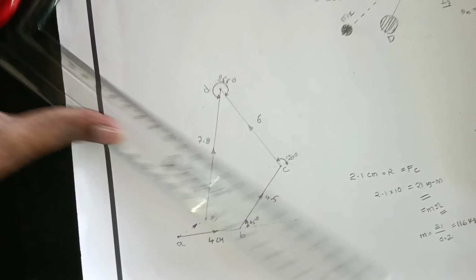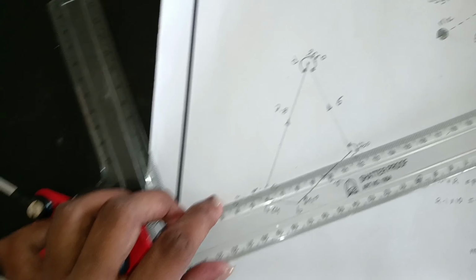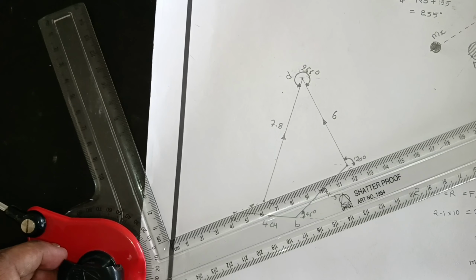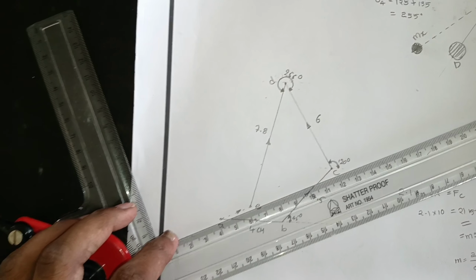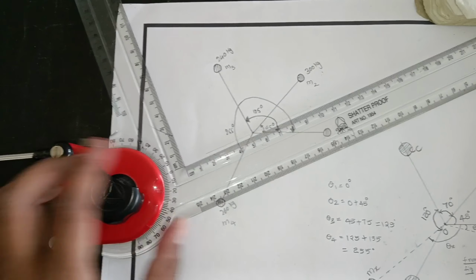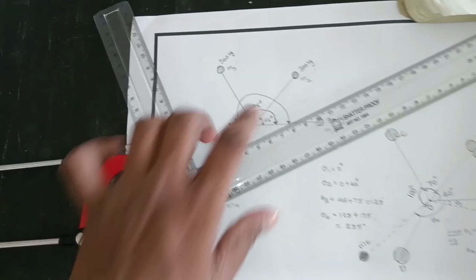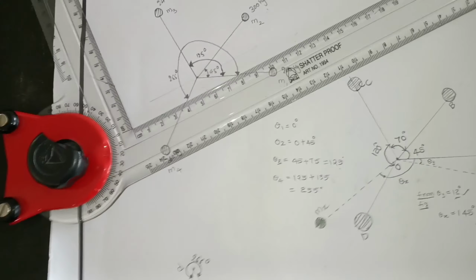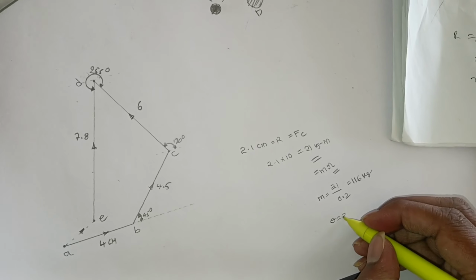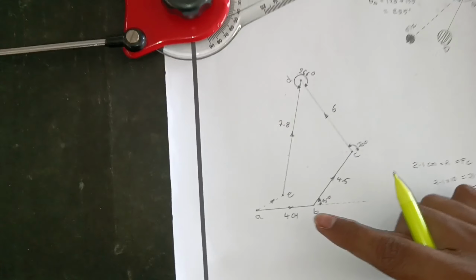Here you can find the angle also, or you can draw the same line in this figure also. Here also you can get the angle. Here you have to measure that theta value. Like that you have to start. Then finally you will get the angle theta equal to 200 degrees. You can measure here.